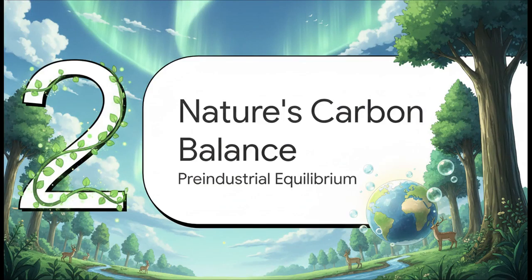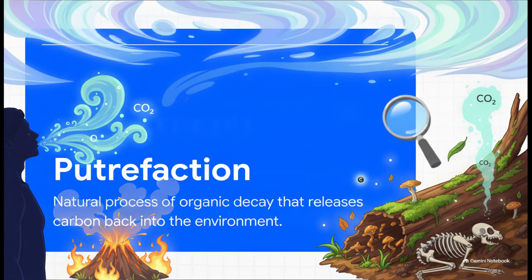Moving on to part 2, nature's delicate carbon balance. Now, nature's actually constantly producing its own carbon dioxide. You probably already know about respiration and volcanic eruptions, but let's talk about putrefaction. It's essentially the natural decay of organic matter. Basically, when living things die, they decay and they release carbon back into the environment. It is a completely fundamental natural source of carbon dioxide emissions.